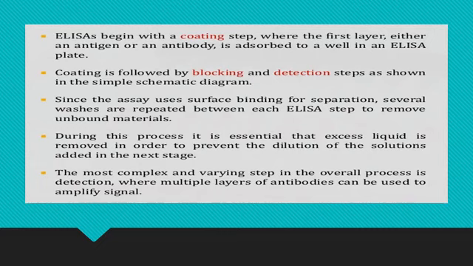The most complex and varying step in the overall process is detection, where multiple layers of antibodies can be used to amplify signals. It means we can use primary antibodies, then secondary antibodies, and maybe other antibodies. This can amplify the signals and lets us detect a very small amount of analyte which is present or coated on the plate.